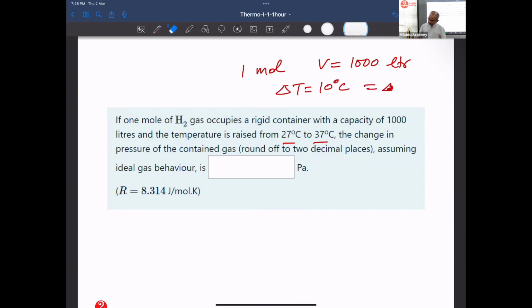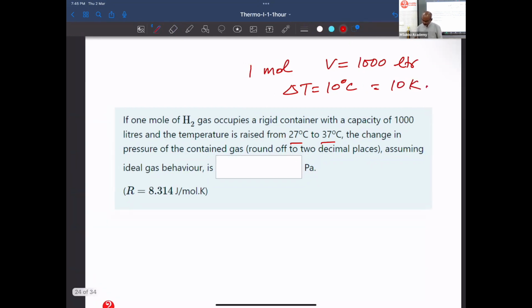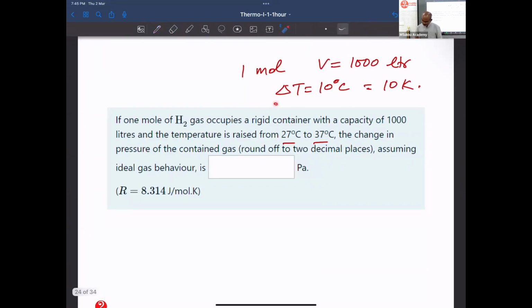10 degrees Celsius change and 10 Kelvin change are the same, right? Now, it is simply the change. So what is the need of that? Okay, we'll see. We are asked to find the change in pressure. That is, for the change in temperature of 10 K, what is the change in pressure? So how to find that?